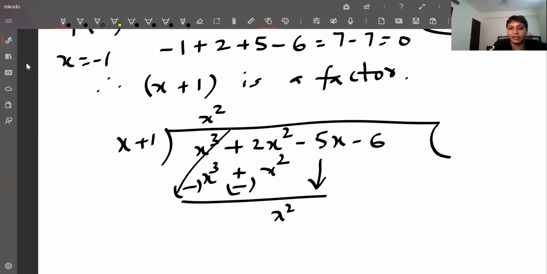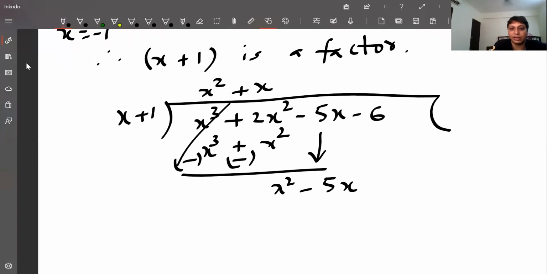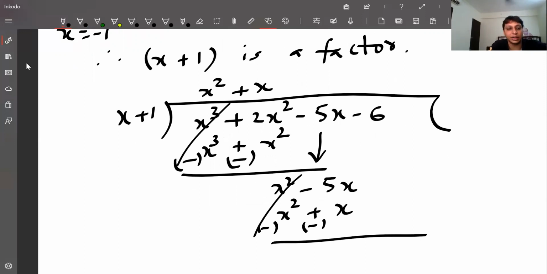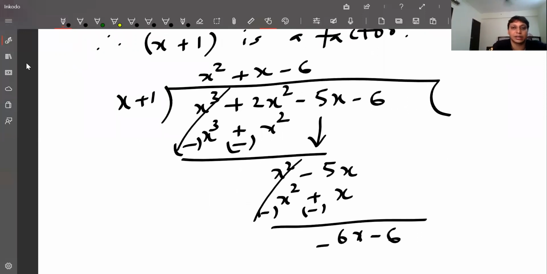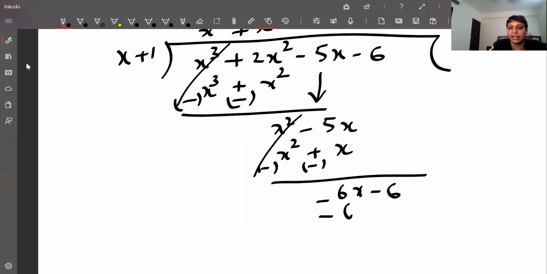When we bring the minus 5x down, so with what do I need to multiply? I need to multiply with x, which will give us x square plus x. And we need to change the signs. So this will get crossed and we are getting minus 6x minus 6. So with what do I need to multiply? I need to multiply with minus 6, which will give us minus 6x minus 6. So we need to change the signs, which will give us 0.